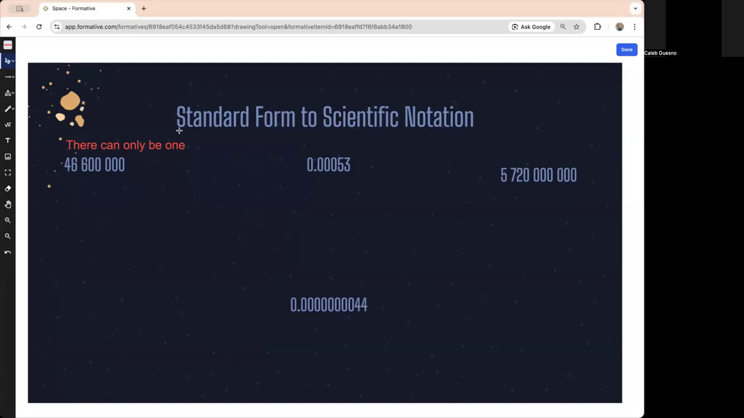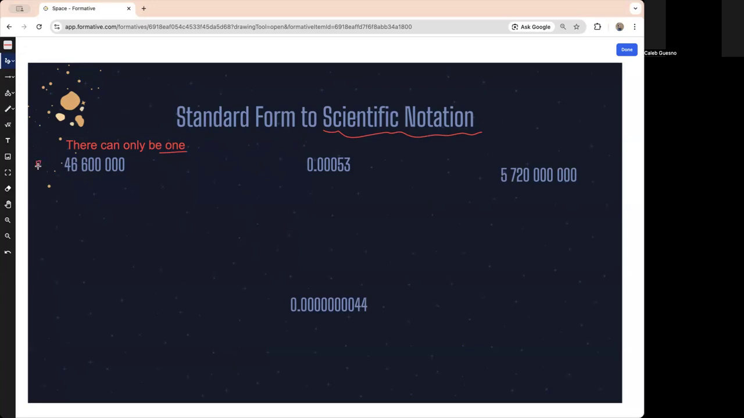So what we're doing is we're taking standard form, which can be a big number or small number, and we're going to change it to a scientific notation with an exponent. Something to remember about each of these problems is there can only be one. So there can only be one number in front of a decimal when you're creating scientific notation. I'm going to do the first one.